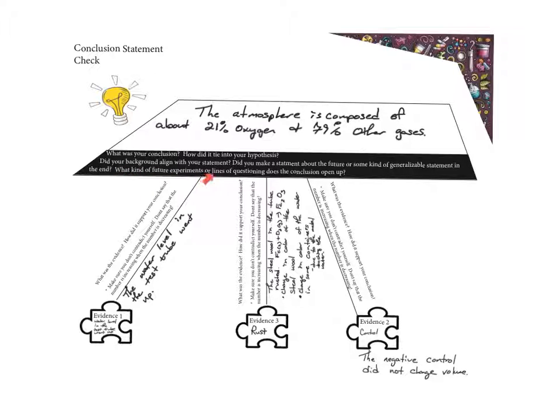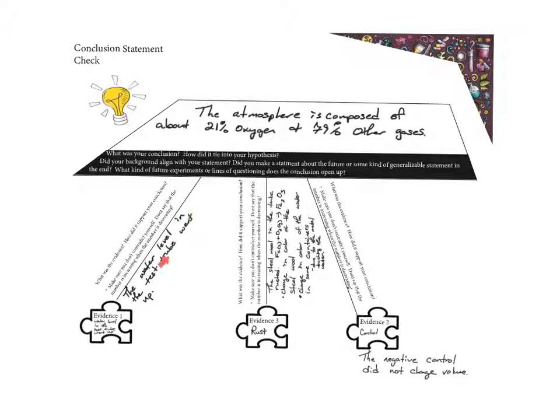So what kind of future experiments or lines of questioning does your conclusion open up? The conclusion that we came up with suggested that we needed to do more experimentation and extend the time of the experiment another couple days to see if indeed the line would plateau. We made a conclusion, we have evidence to support it, but we see that there is still room for improvement. So these are the kinds of things that you need to write in this space and/or an associated document if you need more room.